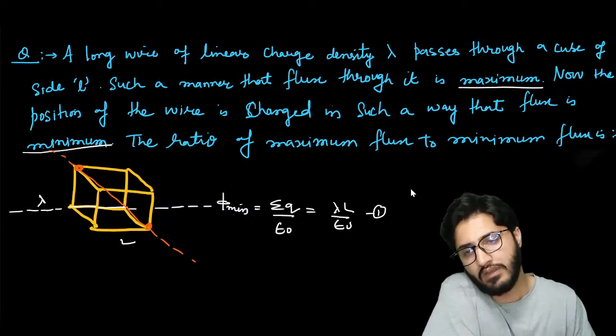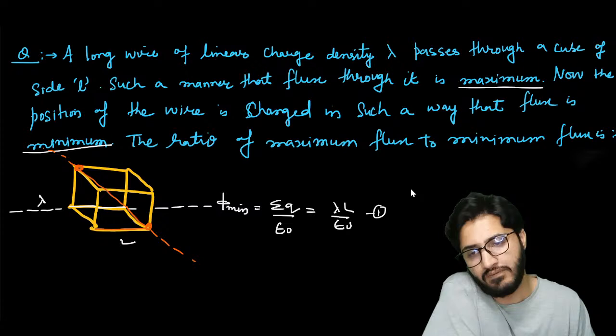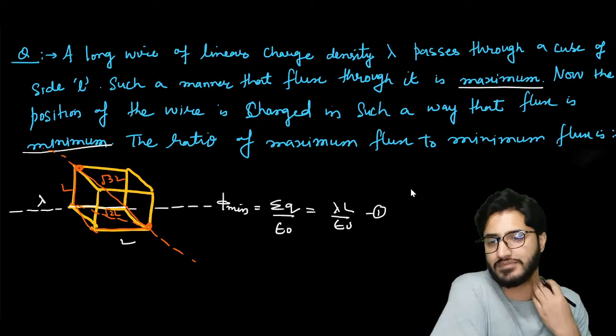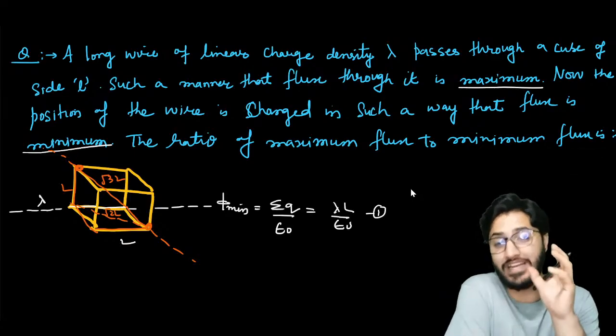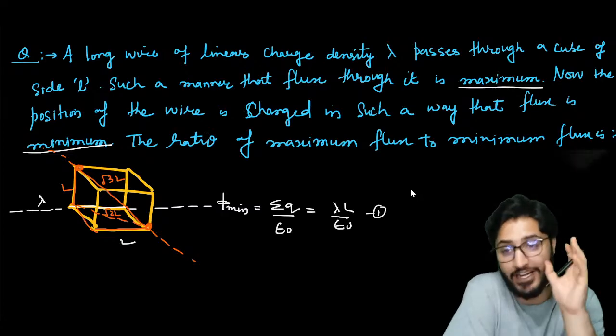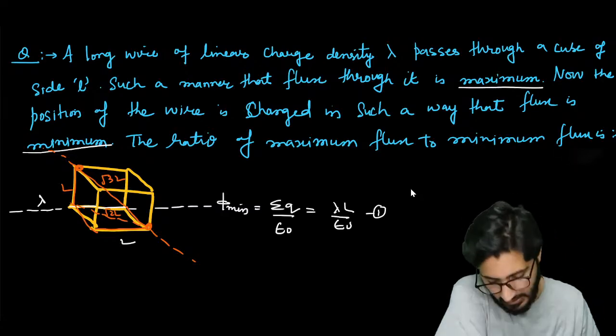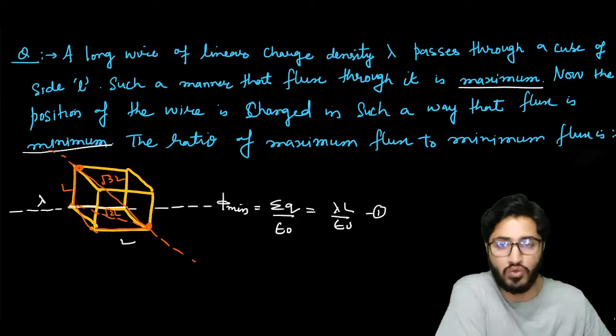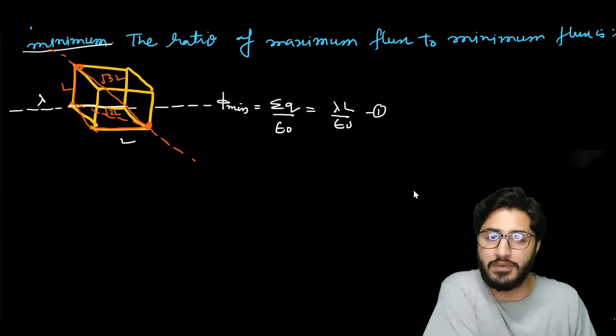Look, if this is L, this is L, so this side will be root 2 L. Root 2 L, this is L, so this side will be root 3 L. This is the maximum length of the rod inside a cube. It is under root 3 L. So what will be the maximum flux?